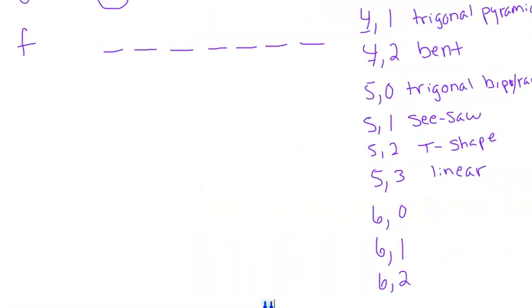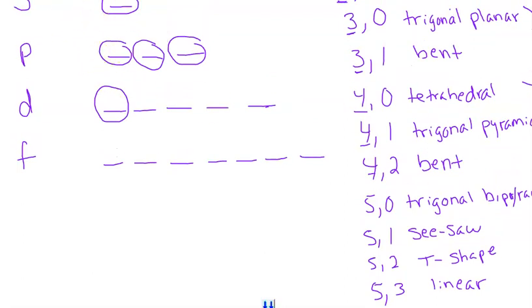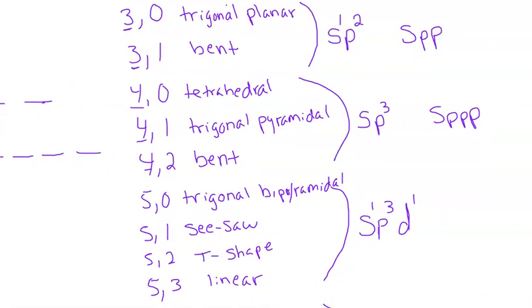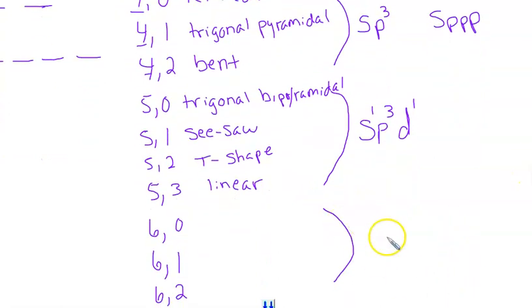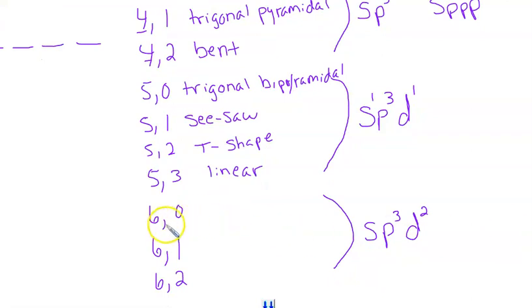All right, 6. Go back to here. I need 6 things. I'm going to need 1 of the S's, 3 of the P's, and 2 of those D's blending together. And that's going to give me space for 12 electrons. So 1 of the S's, 3 of the P's, and 2 of the D's: sp3d2. That is the hybridization for all the 6's. So 6,0 is called octahedral. Remember, it's called octahedral because if I close in the sides, it would look like an 8-sided figure.